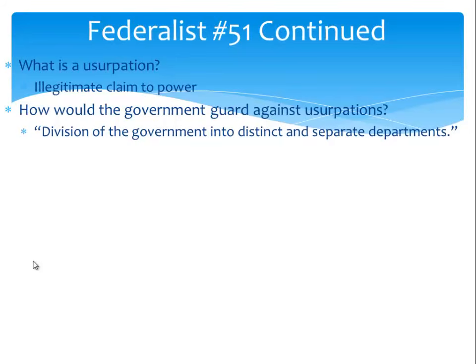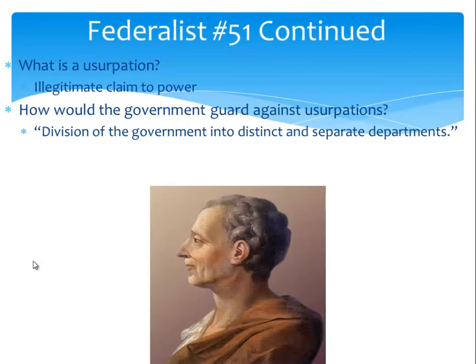how would the government guard against usurpations? Well, again, he focuses on the division of government into distinct and separate departments. So even if, let's say, the president, we had somebody who was able to usurp the presidency, there's still two other branches that can check against that. So in separation of powers, one person can't come and take all the power in the government because it is three different branches. And this idea of separation of powers was influenced by this guy, Baron de Montesquieu, an Enlightenment thinker. Absolutely, positively know this dude.